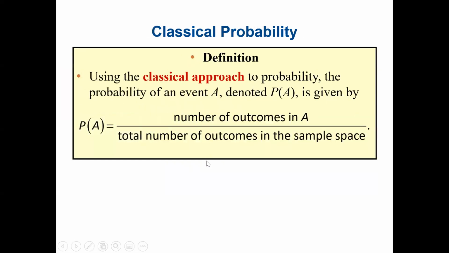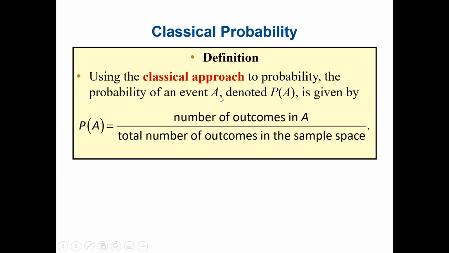And again, we're going to see an example. So next, we start with the classical probability. Now, using the classical approach to probability, the probability of an event A, denoted by P(A), is given by the number of outcomes in A divided by the total number of outcomes in the sample space.